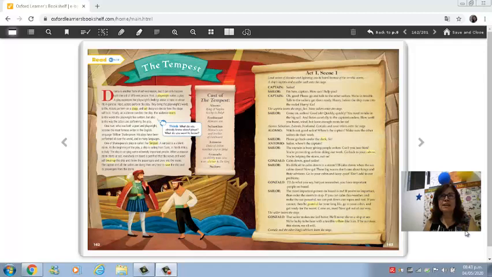Today is Tuesday, May 5th, and today we're going to work in our student book. That's what you're going to need, your pencil and eraser. Are you ready?